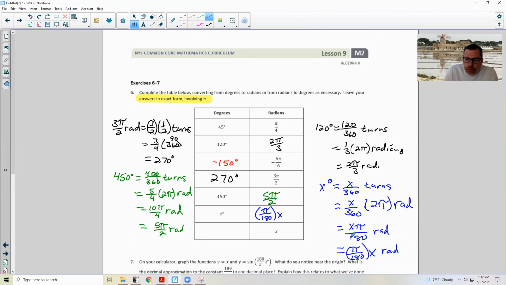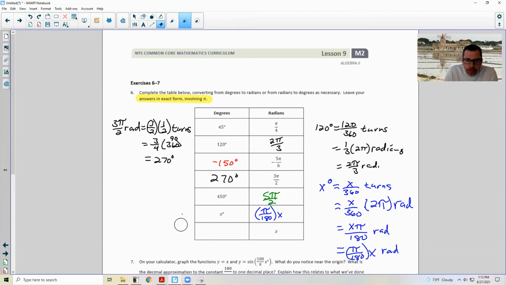Okay, that is really important that you understand this now, because now look what we have. We have a formula. So whatever the degree measure x is, all we have to do is multiply by pi over 180, and boom, we will get these values. Okay, so now let's do the last one here, and we're going to model this example above us because it's radians to degrees. And that's what we're doing.